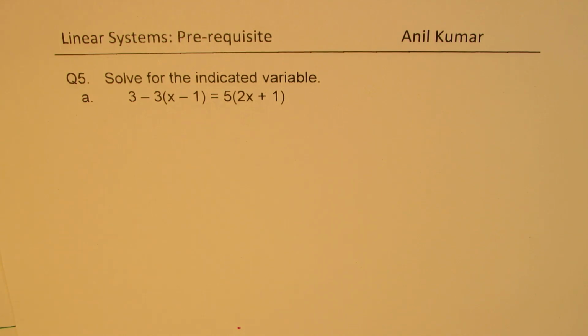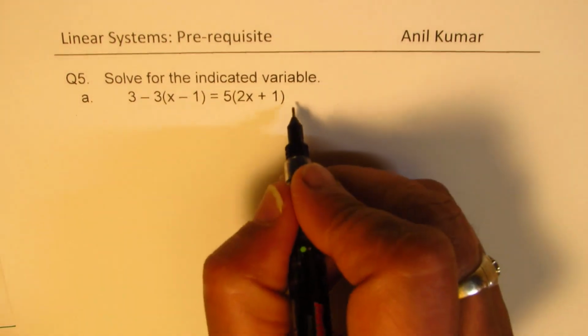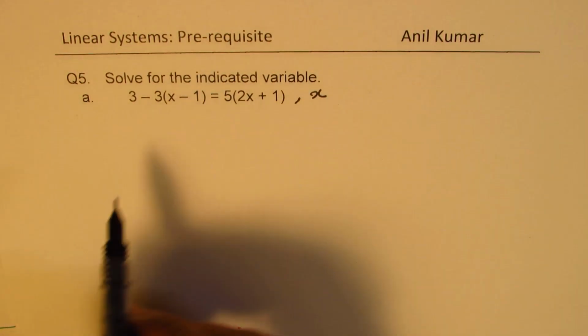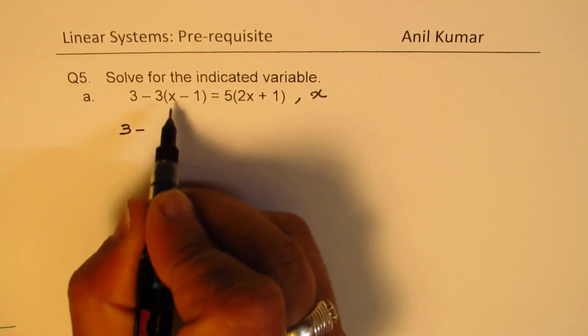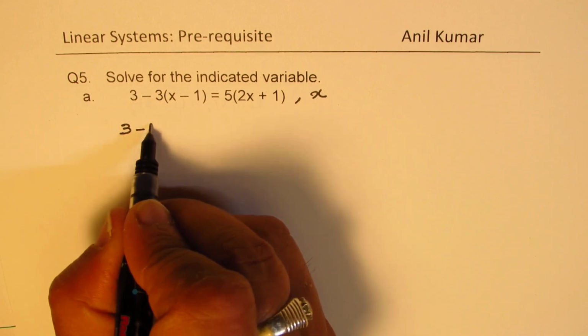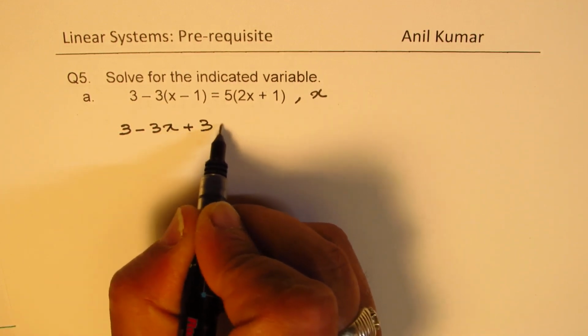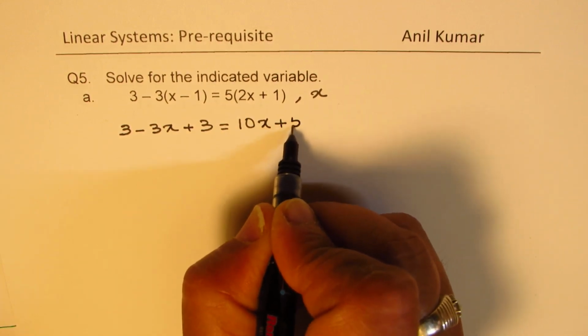We need to solve for the indicated variable. The variable here is only one, which is x, right? So let me write x. So we need to isolate x. So let's expand this. We can write this as 3 minus, open the bracket, so we get minus 3x, minus minus is plus, so we get plus 3 equals 5 times 2, 10x plus 5.